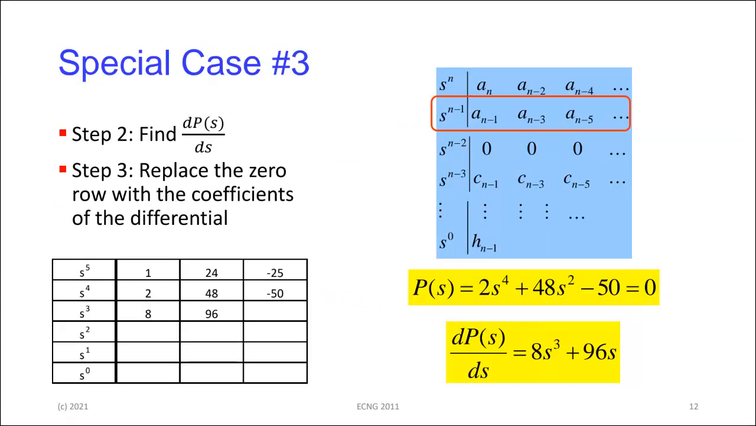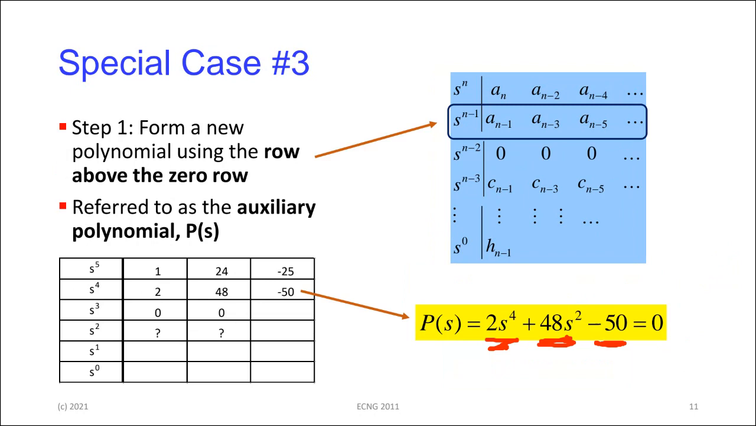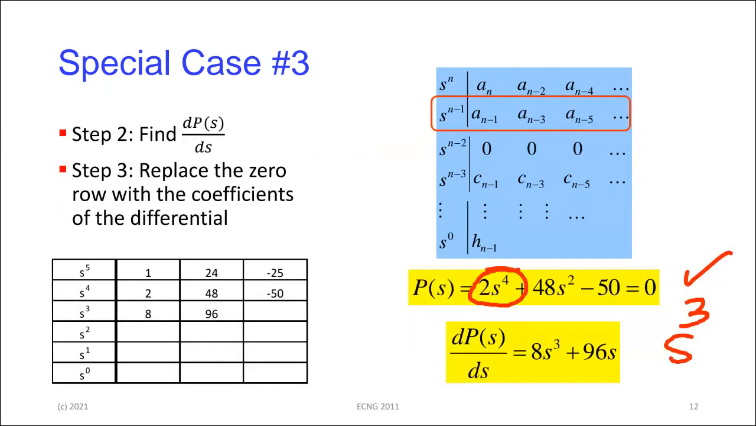After you have the auxiliary polynomial, you take the derivative of it. Now you see what's going to happen. If I take the derivative of this, I get a polynomial with order s cubed in it, which is the row that is giving me the trouble. If I go back here, I can't fill out the s cubed row because it has zeros. So I get a replacement s cubed row by taking the derivative of the auxiliary polynomial and entering those two coefficients, which are 8 and 96. The derivative is 8s cubed plus 96s. Once you do that, you continue to fill out the rest of the table.